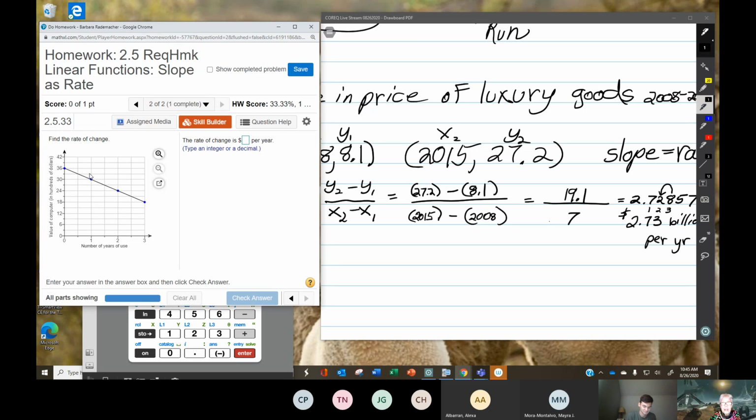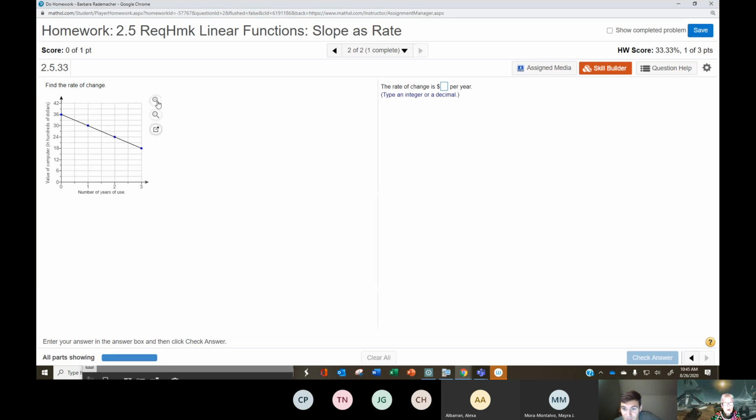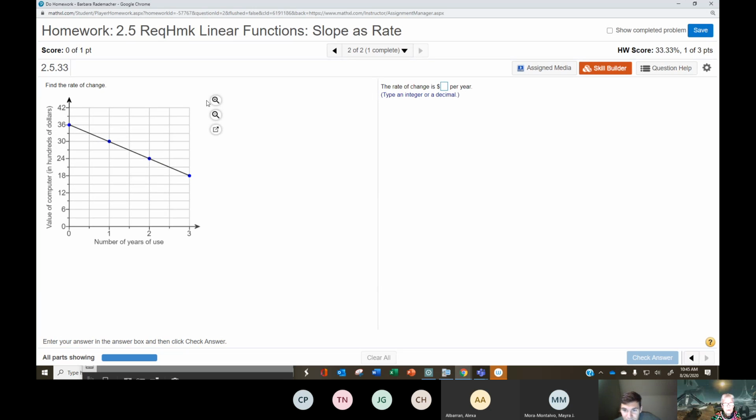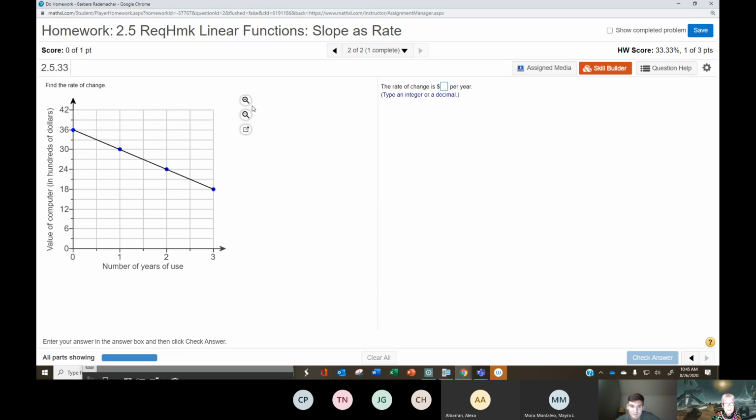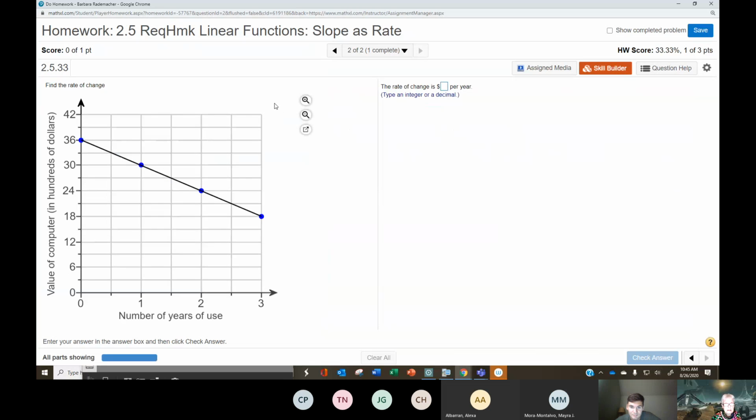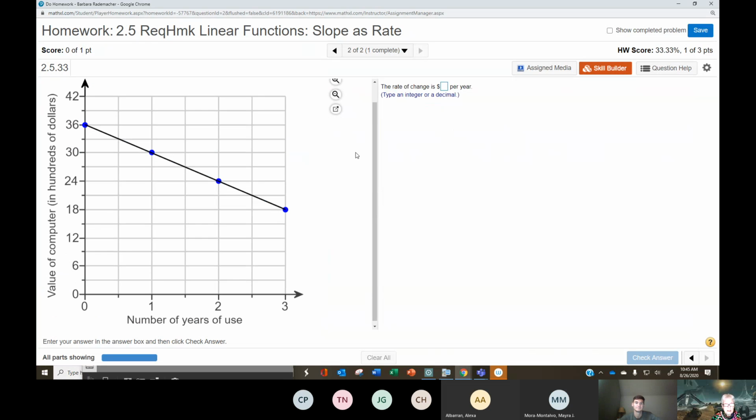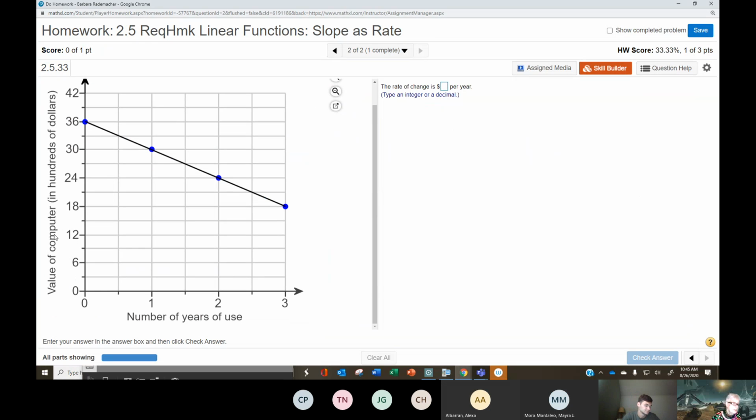Okay, now we have another one. Look at this. We have a rate going down. Now let's see what this means. The value of a computer in hundreds of dollars. And these are the numbers of years on the bottom. Almost always years will be on the x-axis. And the money is on the y-axis.